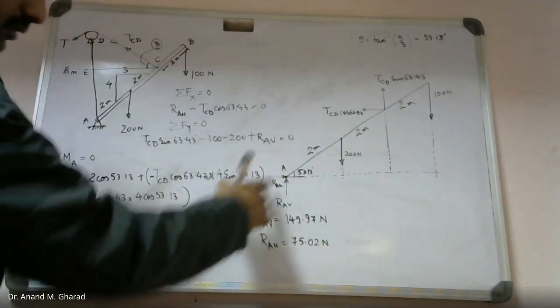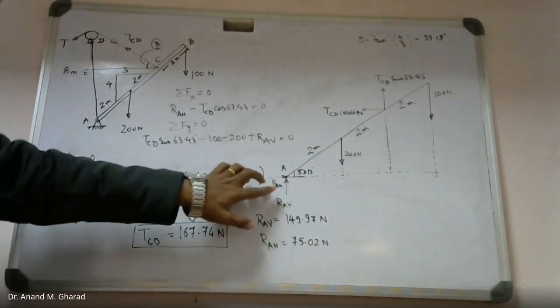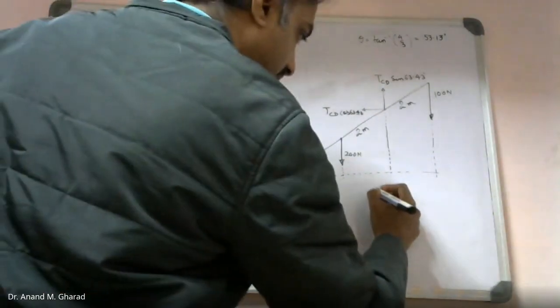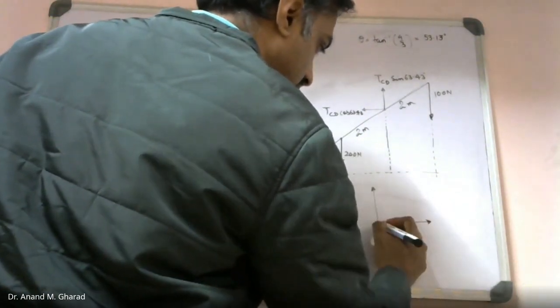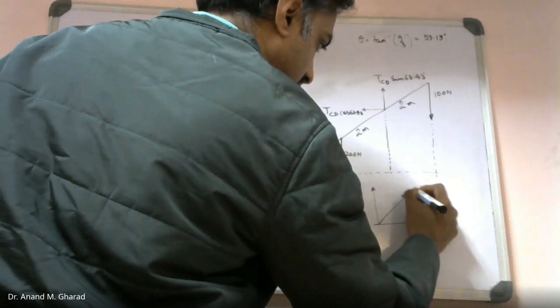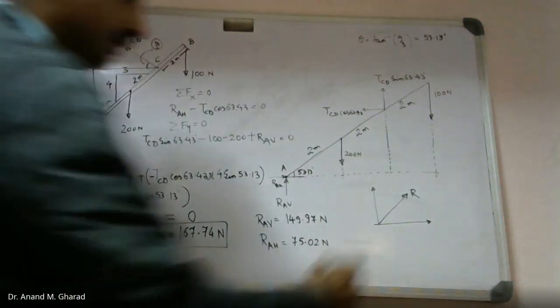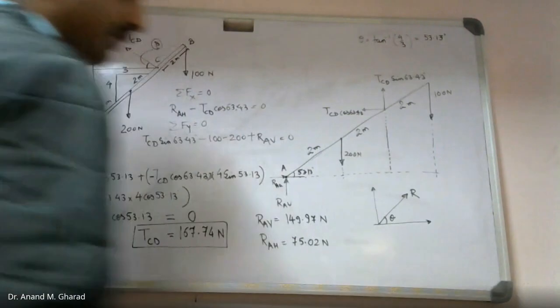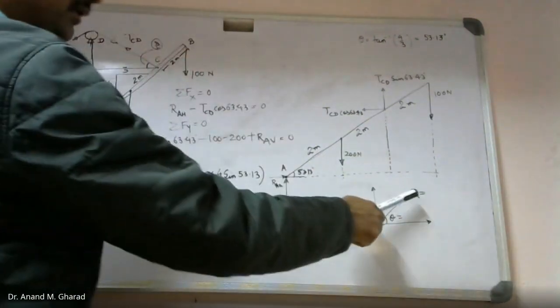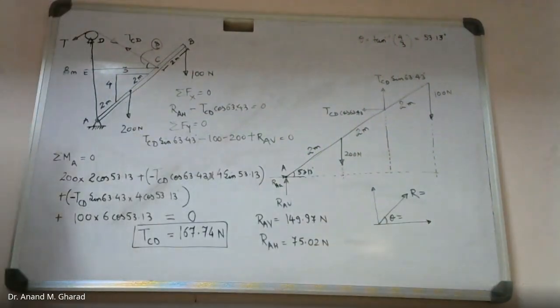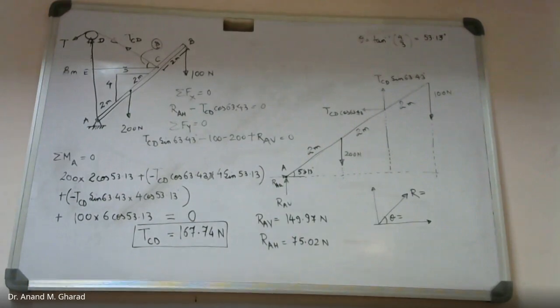But we need to find out the reaction at point A. These are nothing but the components which we have obtained. So in order to find out the reaction force, the reaction shall be the resultant and the associated theta value. So the remaining thing you can solve. You know how to calculate the resultant and the associated theta value. Okay?